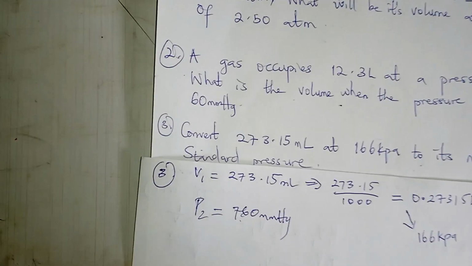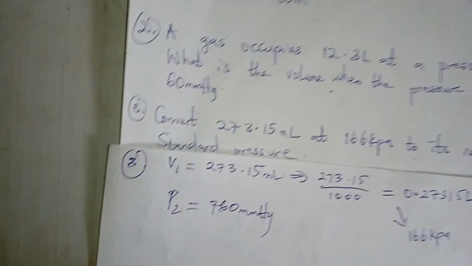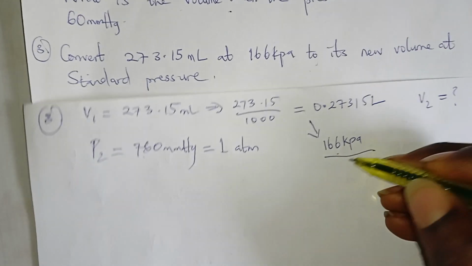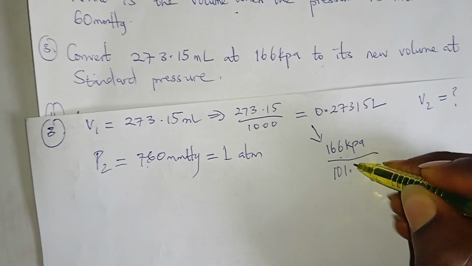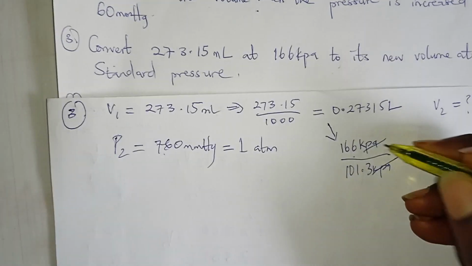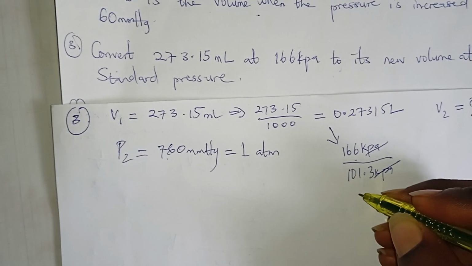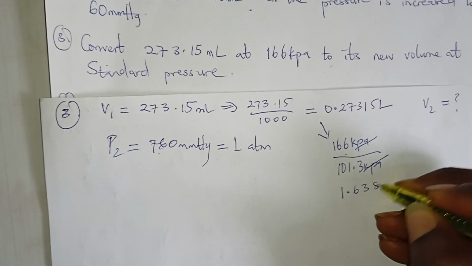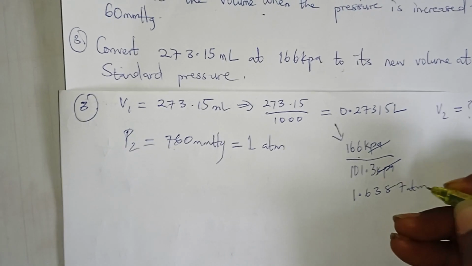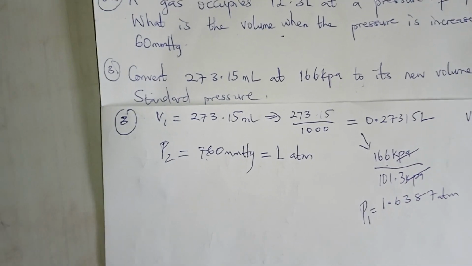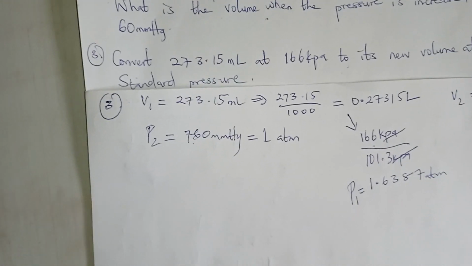Then when you convert, you can multiply. We are given kilopascal, so this is 166 over 101.3 kPa, so that the kPa cancel and I have just atm remaining. So this is 1.6387 atm. That is for P1, because this is happening at P1, then P2. Standard pressure is 760 millimeter mercury, which is equal to 1 atm.